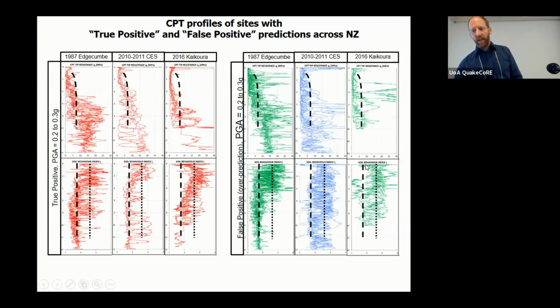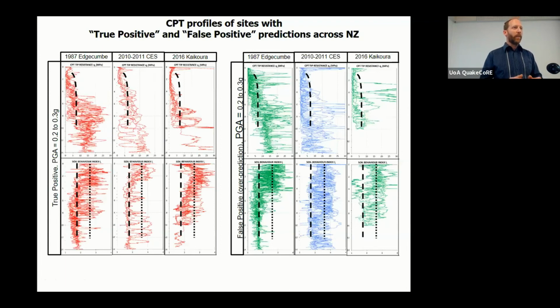And in Kaikoura, in the Blenheim area, where over-prediction is occurring, once again, a lot of interlayering. So it's not just within the Christchurch area, south and the western side of Christchurch, where we have these soil profile systems where there's over-prediction occurring. It's occurring in other areas of New Zealand as well.